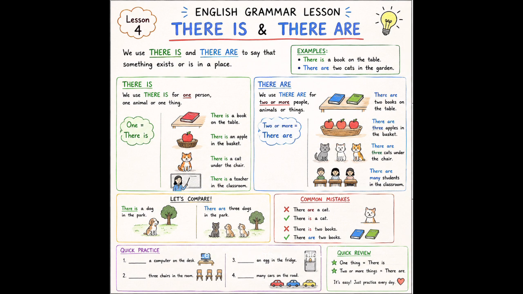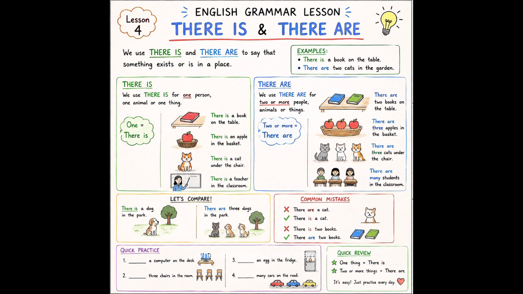Let's look at some examples. There is a book on the table. There is an apple in the basket. There is a dog in the park. There is a teacher in the classroom. Can you see? Every sentence has only one thing. So we use there is.